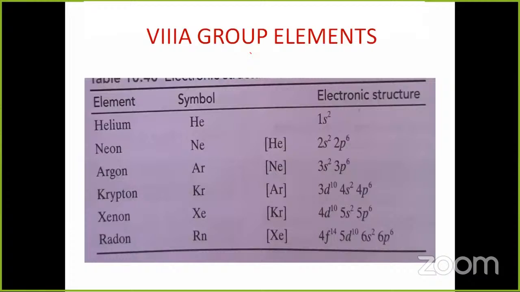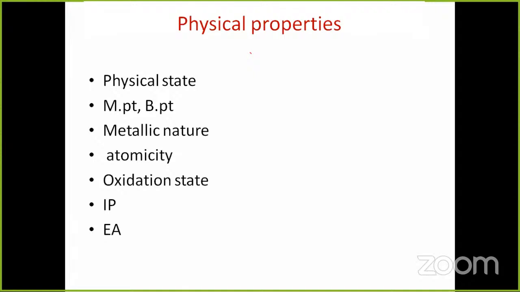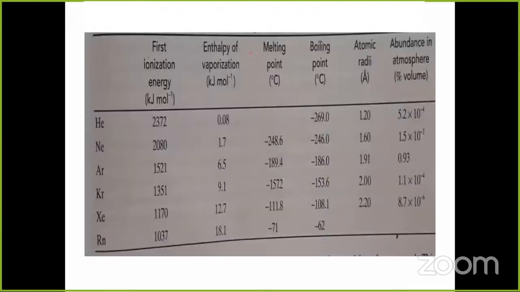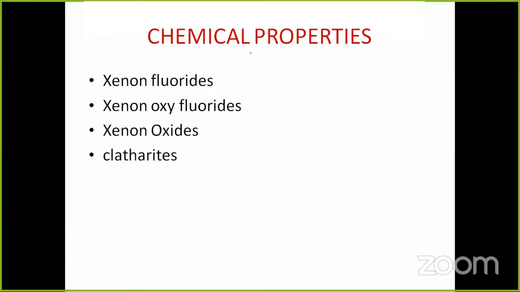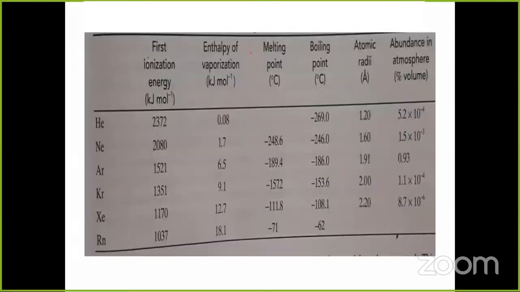You know the group elements helium, neon, argon, krypton, all of these you know, they are group elements. Physical properties: melting point, boiling point, physical state, metallic nature, atomicity, oxidation state, IP, let us see all these. It is one table, everything is clear. So these are all the properties. Leave it, this is also not needed for us, leave it. Now come to chemical properties. One very important property: in any group from top to bottom atomic size slowly increases, atomic size increases from helium to xenon.